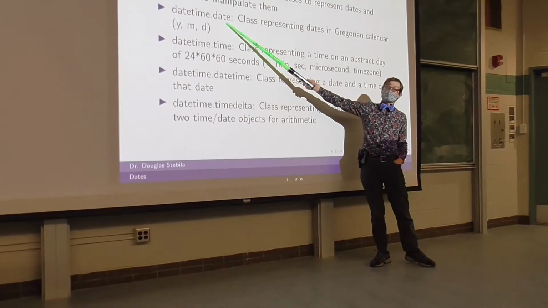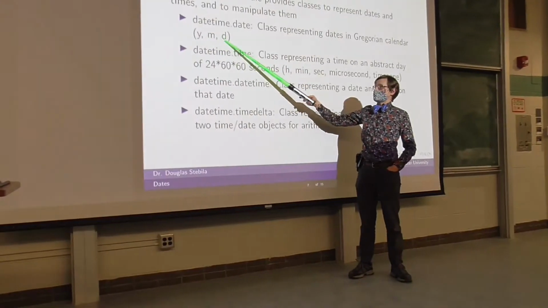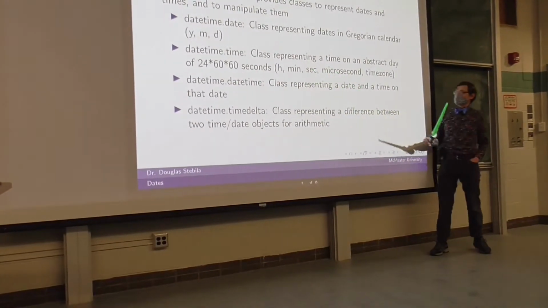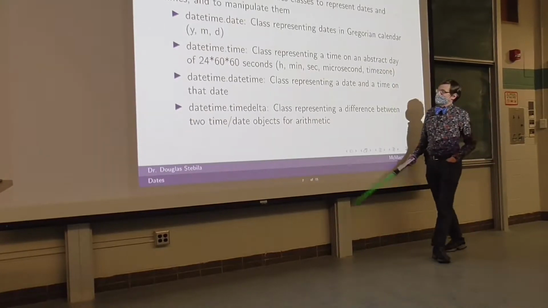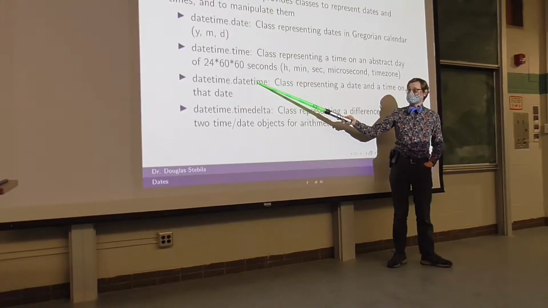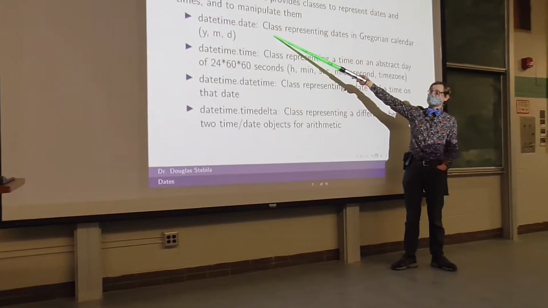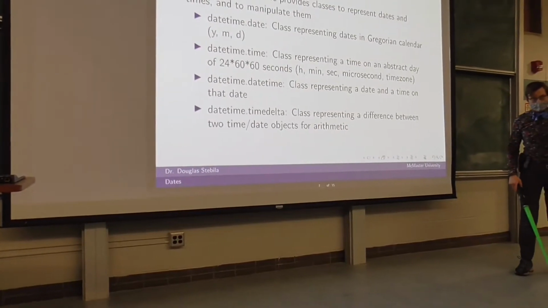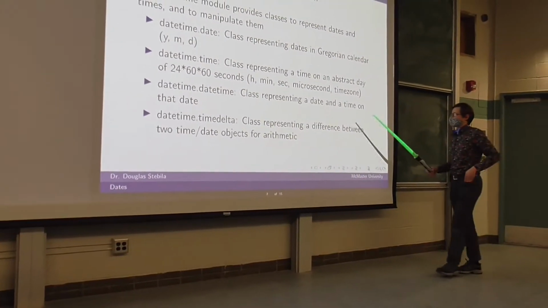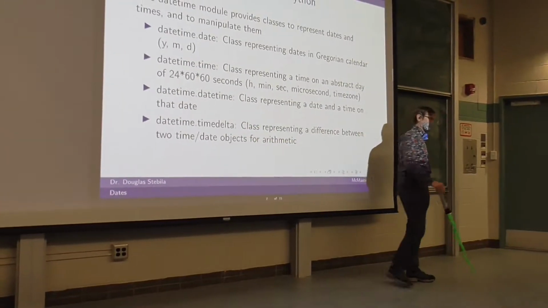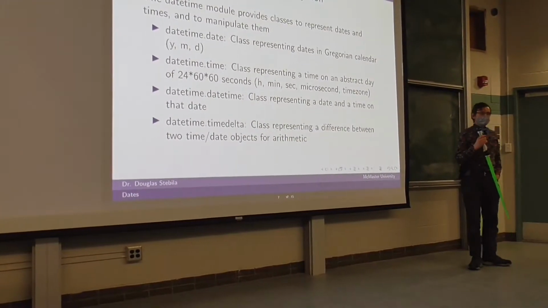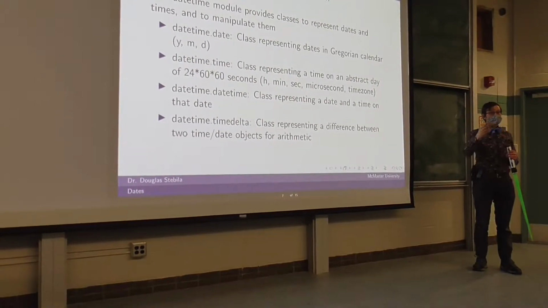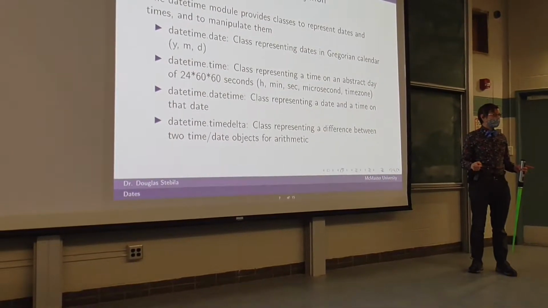So we've got datetime.date, that just stores year, month, day. We have datetime.time, which stores hours, minutes, seconds, and microseconds, and possibly time zones. We have datetime.datetime, which is the union of both this and that functionality. So it stores both a date and a time. And we also have a timedelta class. So timedelta is useful because it allows you to represent the difference between 2 points in time, right?